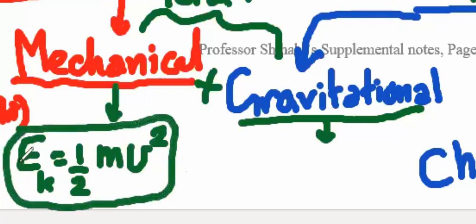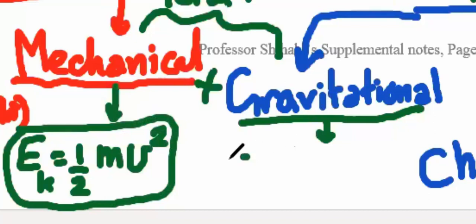The bigger the mass, the bigger the kinetic energy; the bigger the velocity, the bigger the kinetic energy. And velocity has a stronger effect than the mass. Okay. Now, how about the gravitational potential energy? What does it depend on?